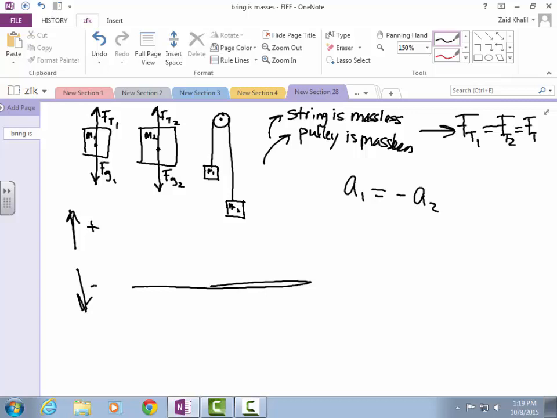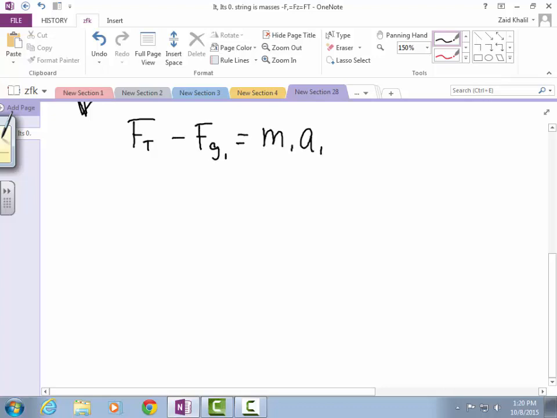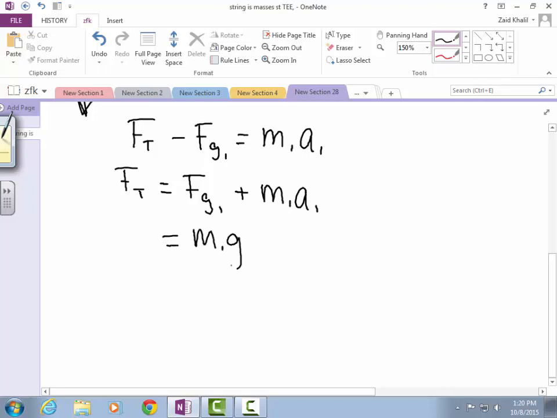Now what? Now let's solve for the tension. How do we solve for the tension? We're going to need to plug it in here. We have Ft minus Fg1 is equal to M1A1. And we have A1, correct? So Ft is equal to Fg1 plus M1A1, which is M1G plus M1. What's A1 equal to?